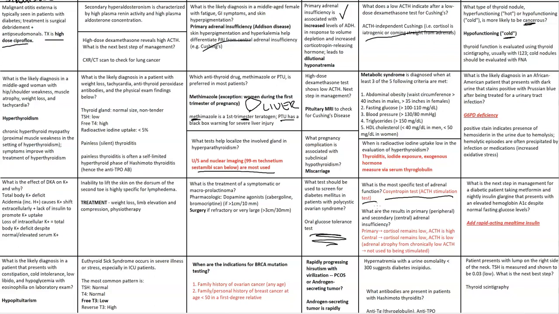What is the next step in management for a diabetic patient taking metformin and nightly insulin glargine that presents with an elevated hemoglobin A1C despite normal fasting glucose levels? So you want to add a rapid-acting mealtime insulin.